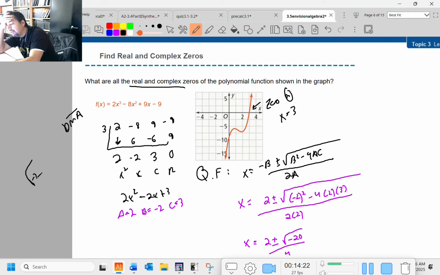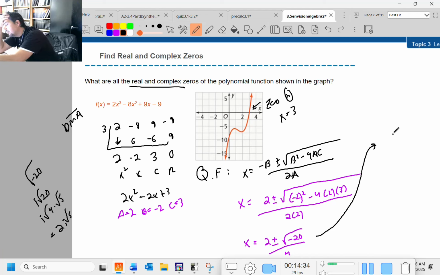The root of -20, first off, is imaginary. Secondly, it is the root of 4 times the root of 5, so it's 2i root 5. So x would be 2 plus or minus 2i root 5, both pieces over a 4. You can say all over a 4, or you can say both over a 4. And then you can do the reduction if you think about them both being over the 4. 2 over 4 is a half, 2 over 4 is a half.